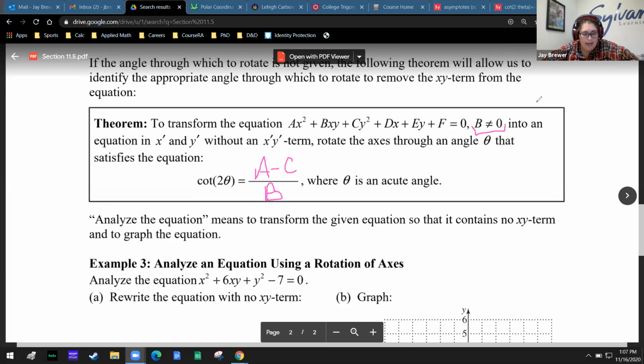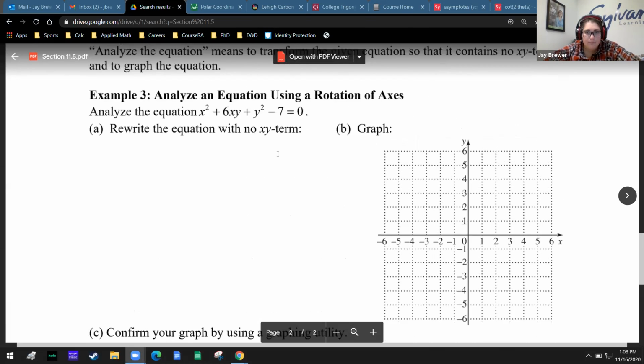Any questions on that? And apparently, analyze the equation means to transform the given equation so that it contains no xy term and to graph the equation. So you're basically wanting to get rid of b. All right, so let's do that for this one.